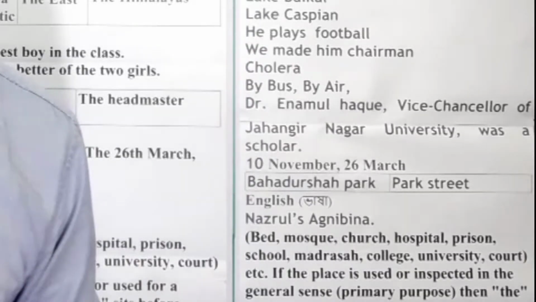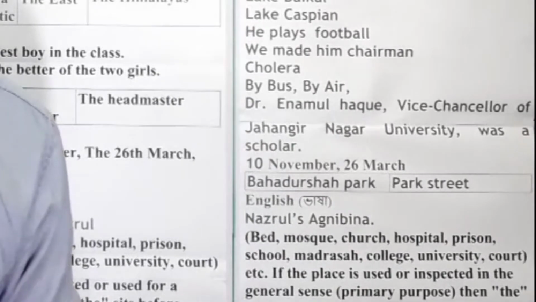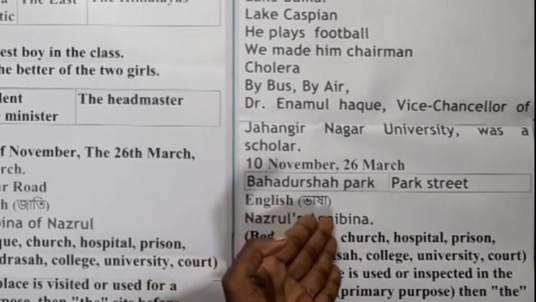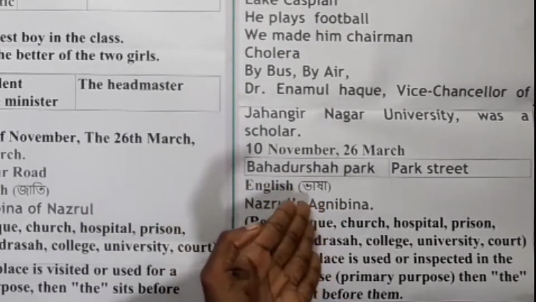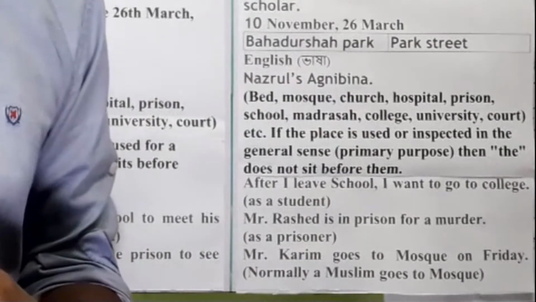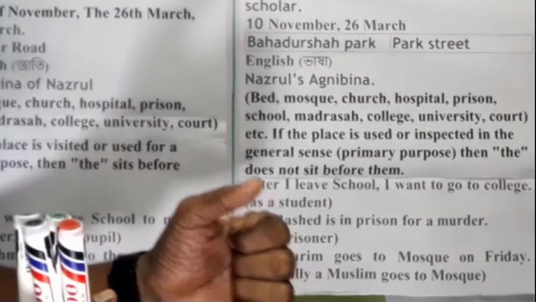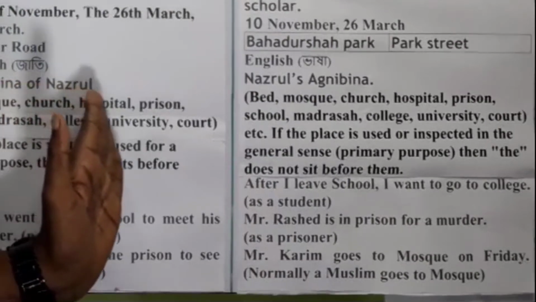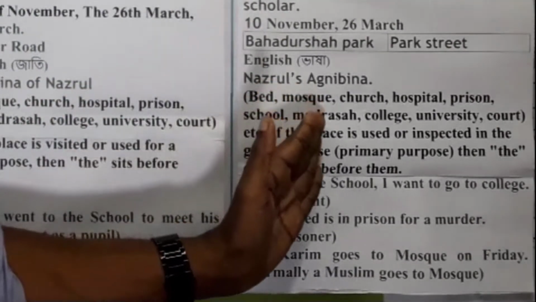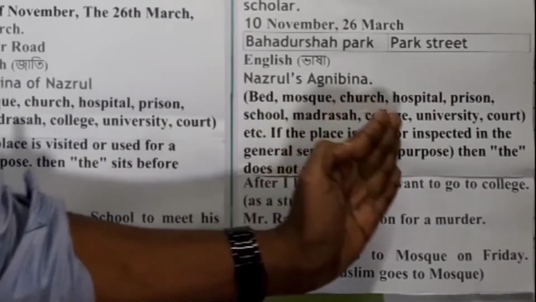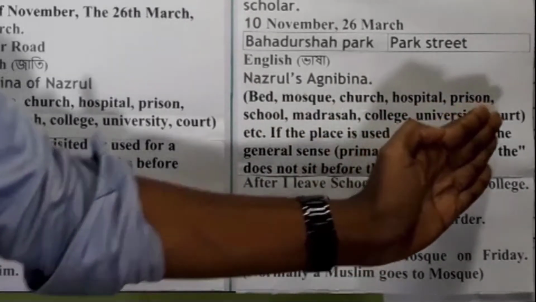If the author's name of a famous book precedes the book, the does not sit: Nazrul's Agnibina. But if the author's name is not before, the sits: the Agnibina of Nazrul. Bed, mosque, church, hospital, prison, school, madrasa, college, university, court.